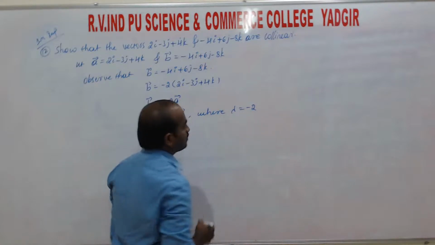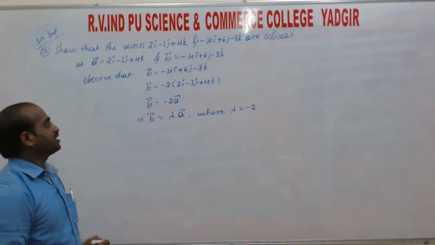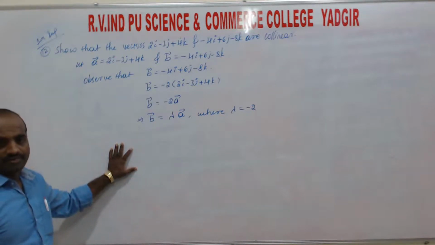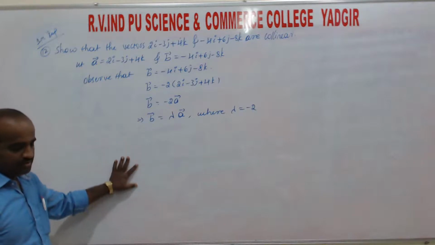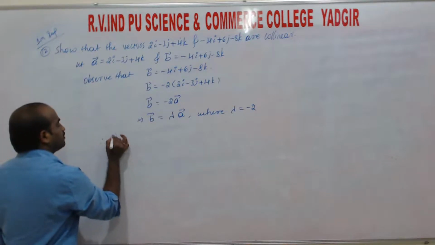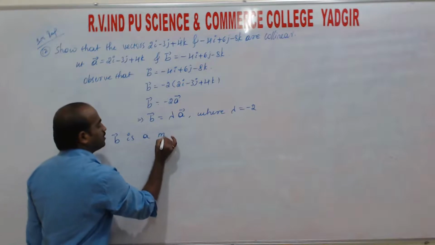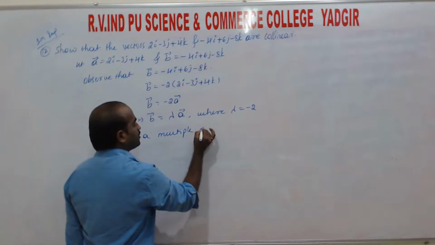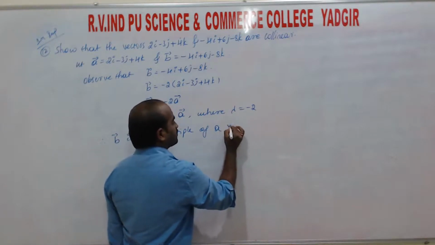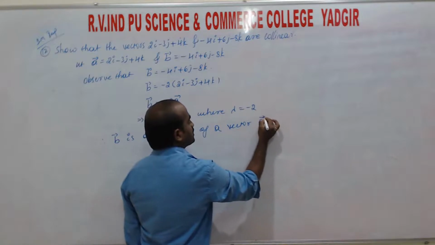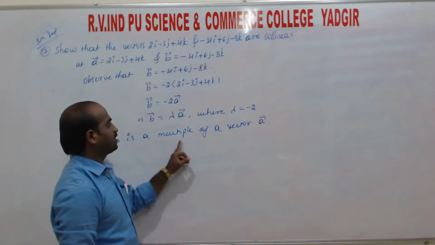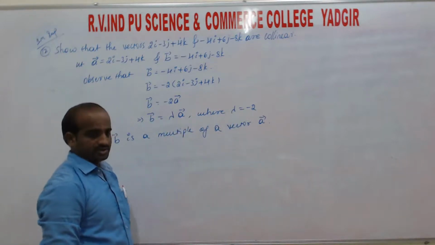Lambda is equal to minus 2. B vector is the scalar multiple of A vector. If B is a multiple of A vector, therefore B vector is a scalar multiple of vector A.